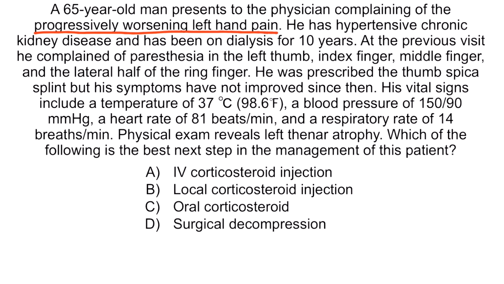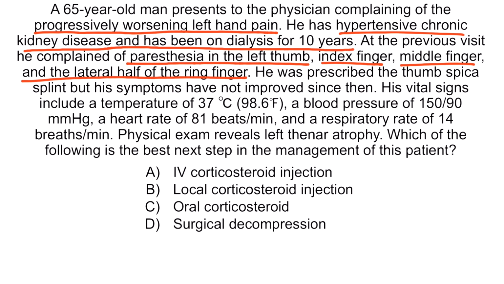The patient presents with progressively worsening left hand pain. At the previous visit, he complained of paresthesia in the left thumb, index finger, middle finger, and lateral half of the ring finger. These findings are consistent with the diagnosis of carpal tunnel syndrome. He has hypertensive chronic kidney disease and has been on dialysis for 10 years. Therefore, the carpal tunnel syndrome is likely caused by dialysis-related amyloidosis in this patient. He was prescribed the thumb spica splint, but his symptoms have not improved since then.